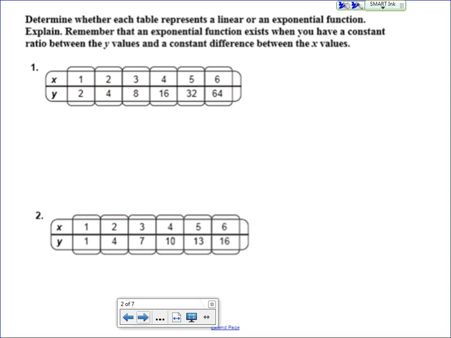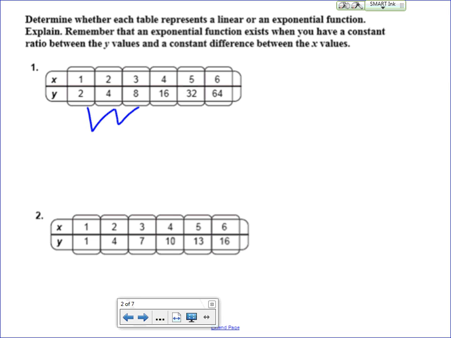exponential function. So we should have seen earlier that if we got a linear function, that it's increasing by the same amount each time. For an exponential function, what we're going to look at is the ratio of the y values. So first of all, if I looked here and I said, okay, I know I'm increasing by 2. From here to here, I'm increasing by 4. So I know that it's not linear because we're not increasing by the same amount each time.